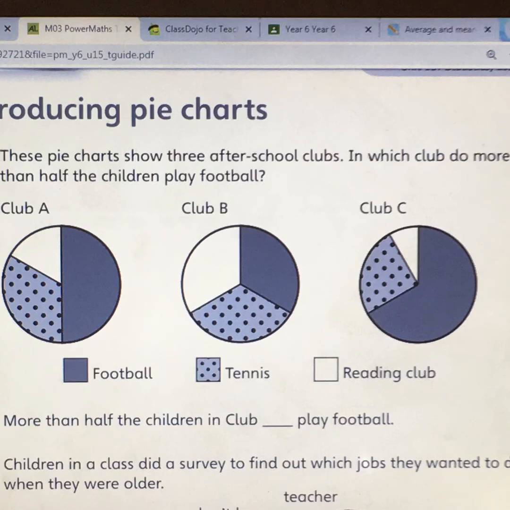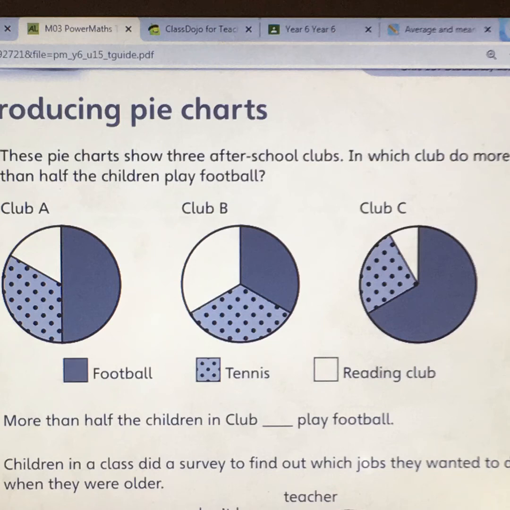Well, actually, in this club, these are all in thirds. These are all in equal parts. So there's an equal amount of children at reading, an equal amount of children at tennis, and an equal amount of children at football. Lovely. Right, let's go on to the next one.